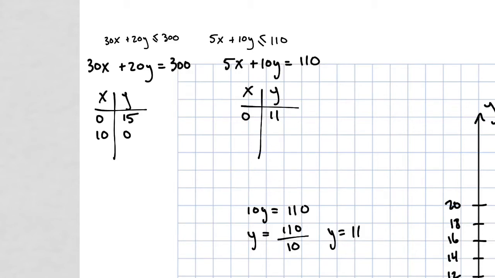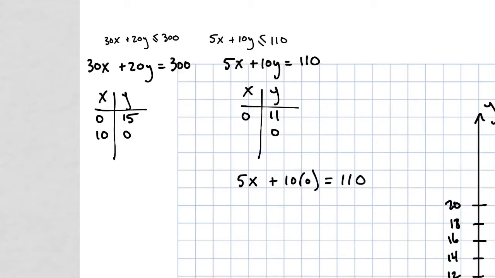Our next test point: what if y equals 0, what does x equal? We're going to say 5 times x plus 10 times 0 equals 110. Anything times 0 is 0, so we can cancel that. So we're left with 5x equals 110. x equals 110 over 5. x equals 22.